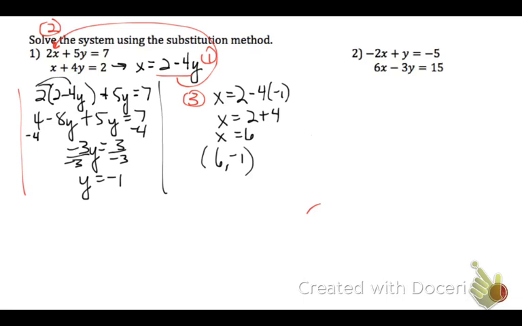Now you can always check, so you can just plug the values for x and y back in. I'm going to do a lot of this in my head. So in the first equation, 2 times 6 is 12. 5 times negative 1 is negative 5. And I'm checking to see if that equals 7, and it does. On the second equation, I have 6. 4 times a negative 1 is negative 4. And I'm checking to see if that equals 2, and it does.